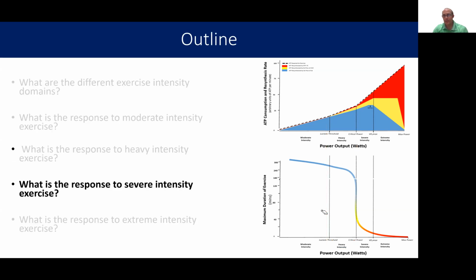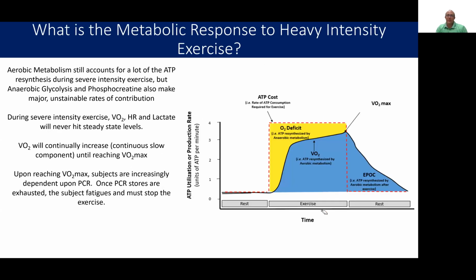This is severe intensity exercise. Now in severe intensity exercise, if we look at how much ATP is being consumed and produced, we have a really high ATP demand. This should be greater than whatever the moderate intensity units were. And in severe intensity exercise, this is how much ATP we need, and this is how much we can get from aerobic metabolism, right?